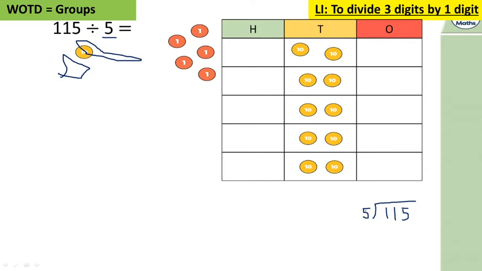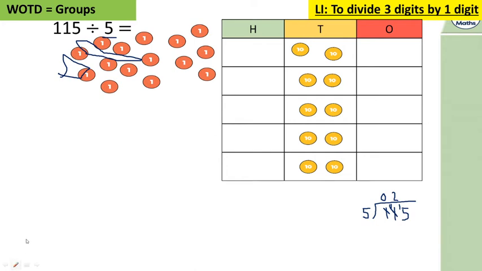Here we will notice how many 5s can you get into 1? None, because 1 is smaller than 5. So we've exchanged that 100 for 10 tens. How many 5s can you get in 11? 2, because 5 times 2 is 10. 11 take away 10 is 1. So this is showing exactly the same thing as this. So now we have 1 ten left over. You cannot share that equally between 5, so you're going to have to exchange it for 10 ones.